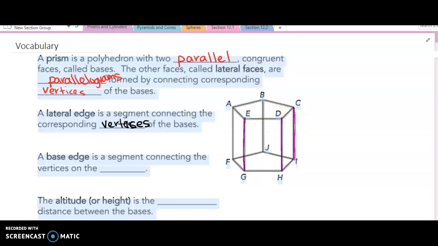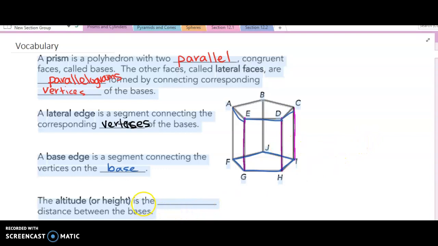Okay, a base edge now is a segment connecting the vertices on the base, as you could probably have guessed. So think of the base as top and bottom. So this would be a base edge. This would be a base edge. This would be a base edge. This. And then same thing up here. This would be, this would be, this would be, all the way around.